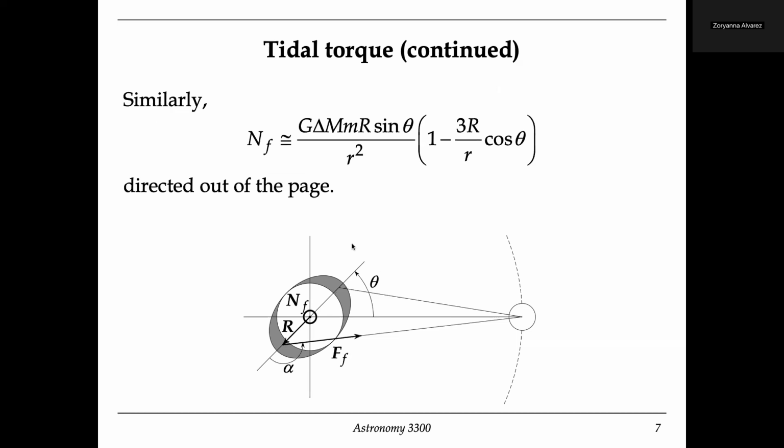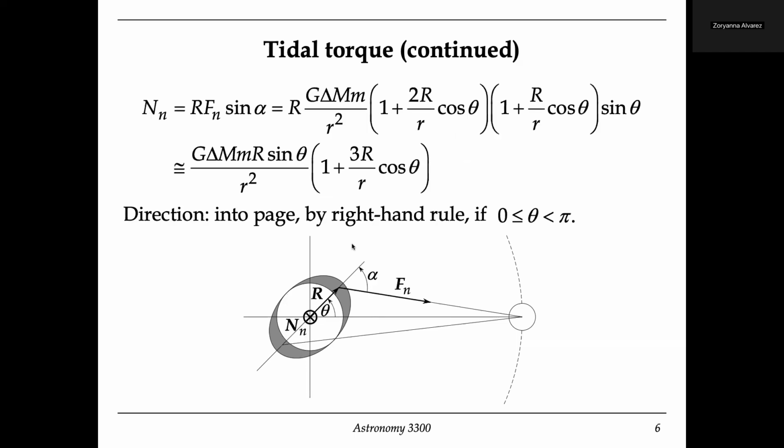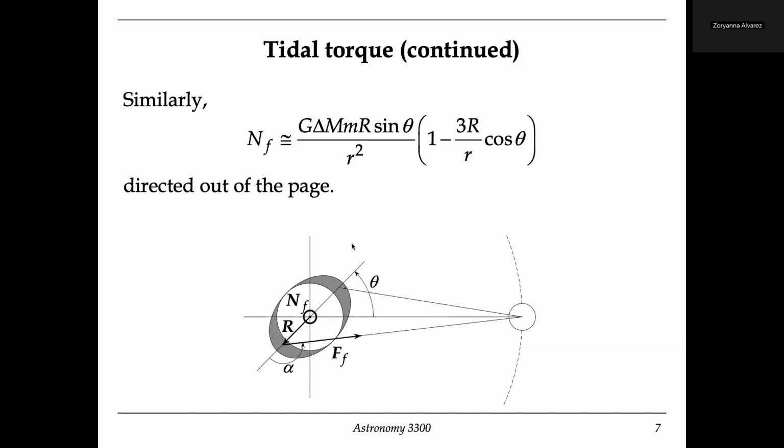Interestingly enough, that one is directed out of the page. This one's into the page. That one's out of the page. Which way does that rotate? Does it make sense? This one is being pulled this way. This one is being pulled this way.